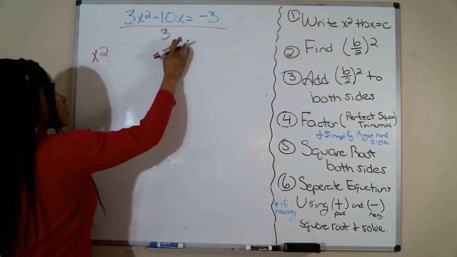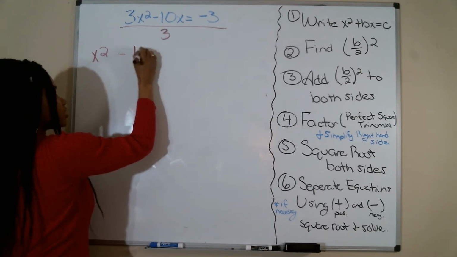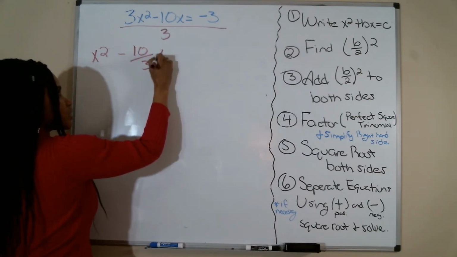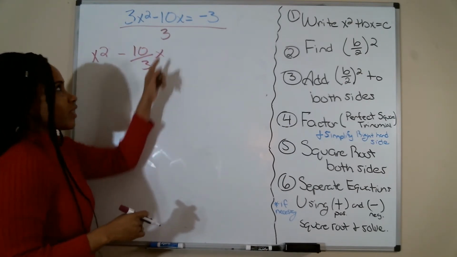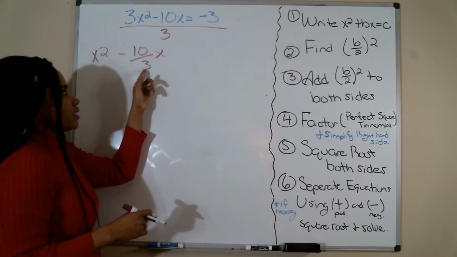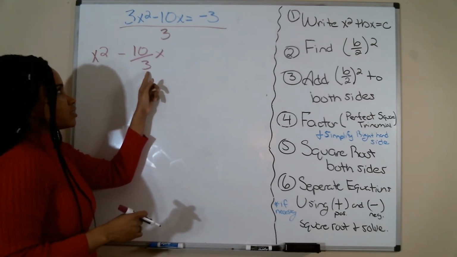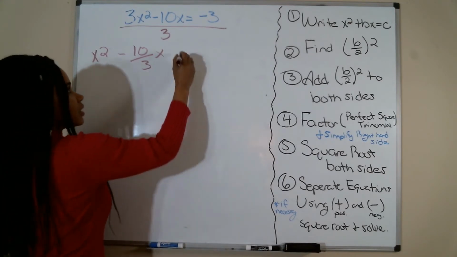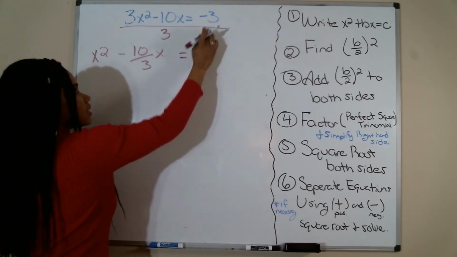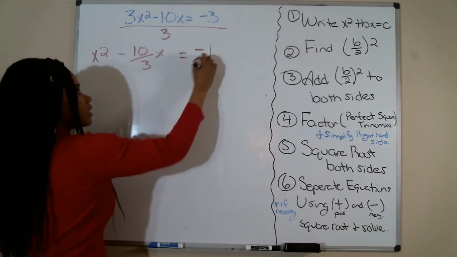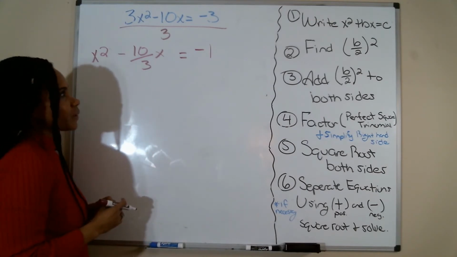Negative 10x divided by 3, I'm going to get a fraction. I'm not going to change it to a decimal. I'm going to leave it as a fraction. If I could reduce it, I would reduce it, but I can't, so I'm leaving it as negative 10 over 3 x equals negative 3 divided by 3. That is negative 1. All right.